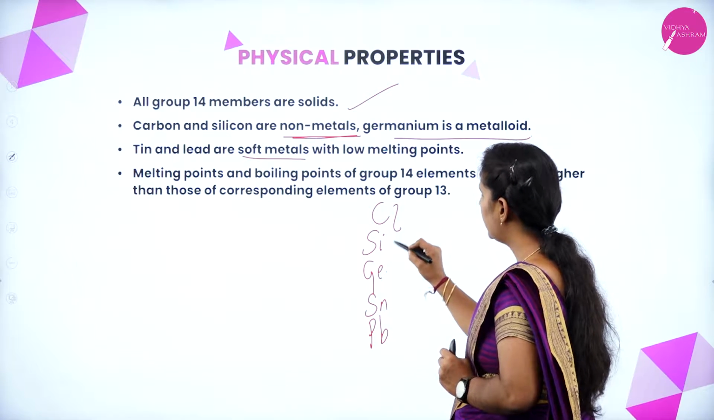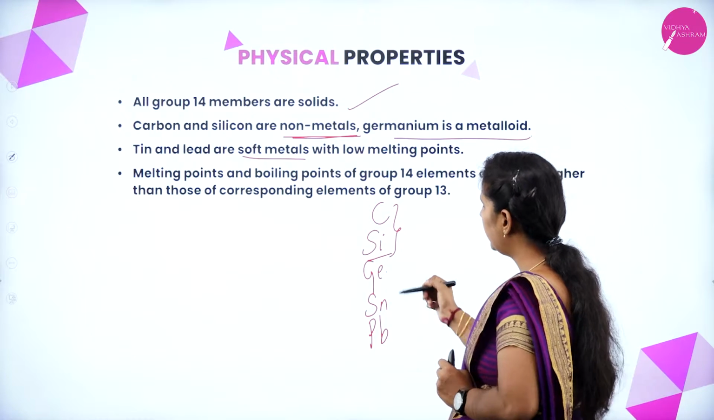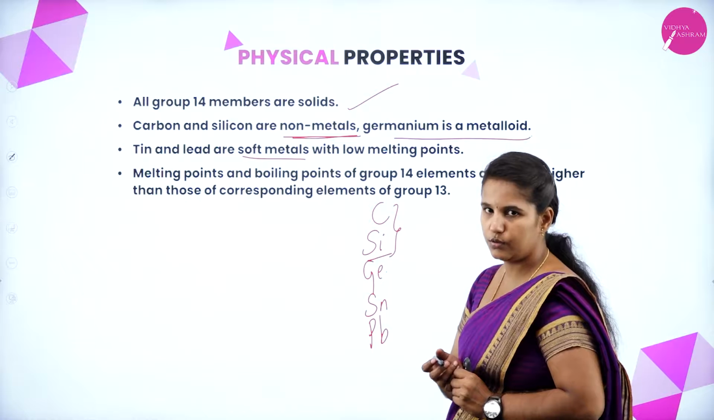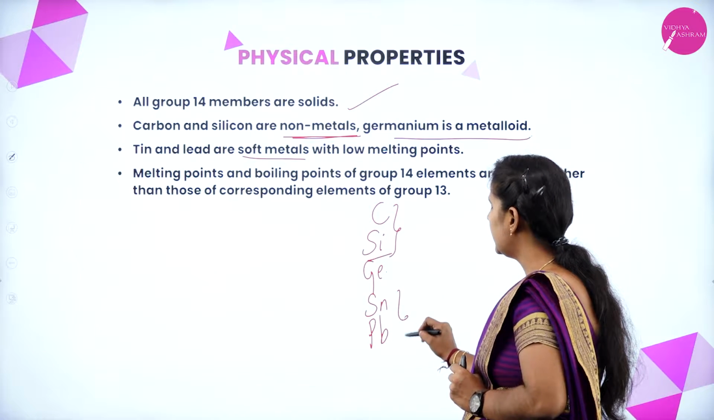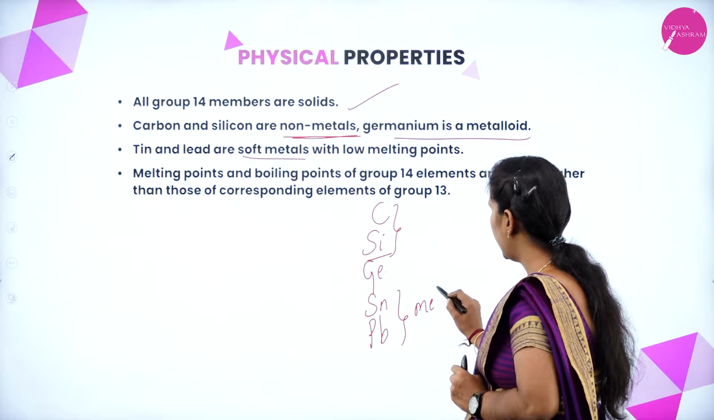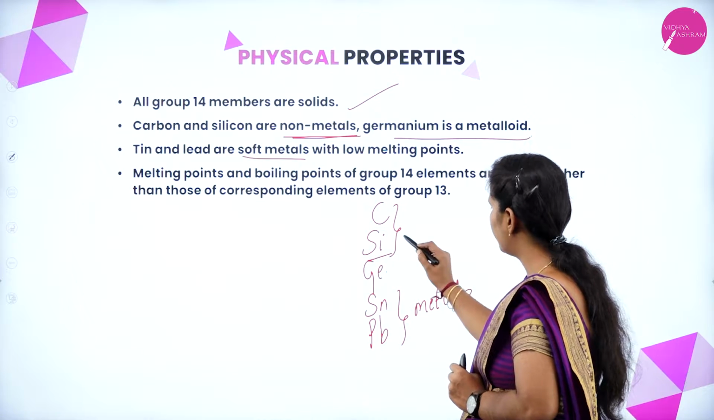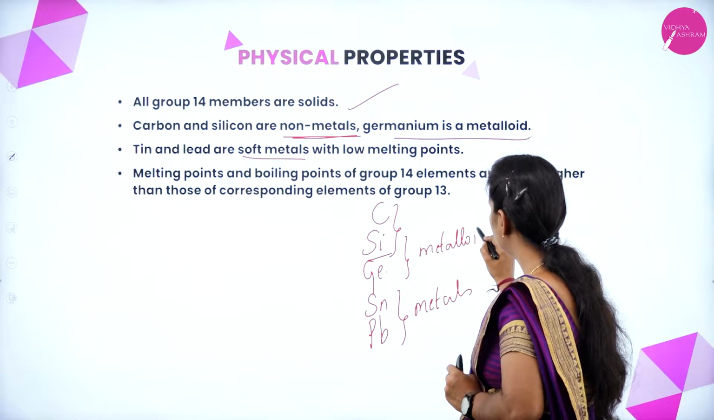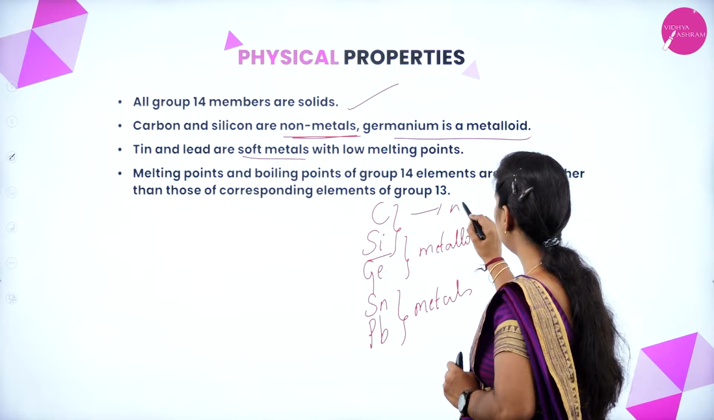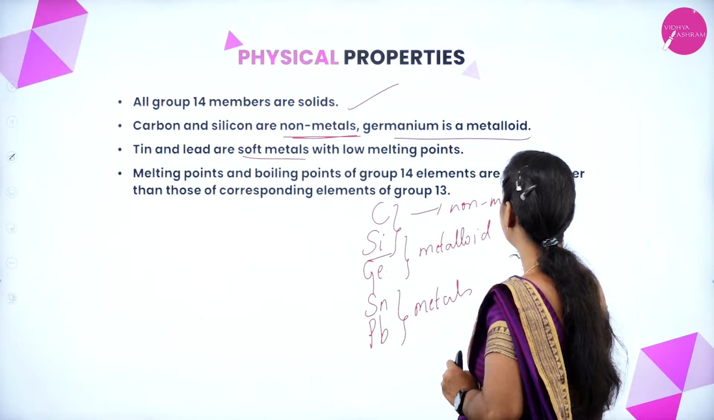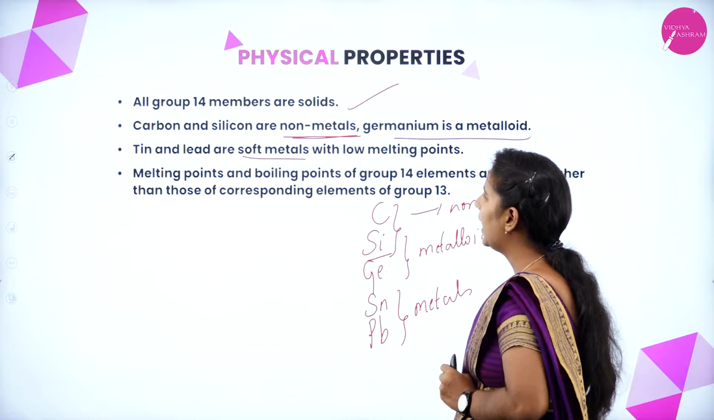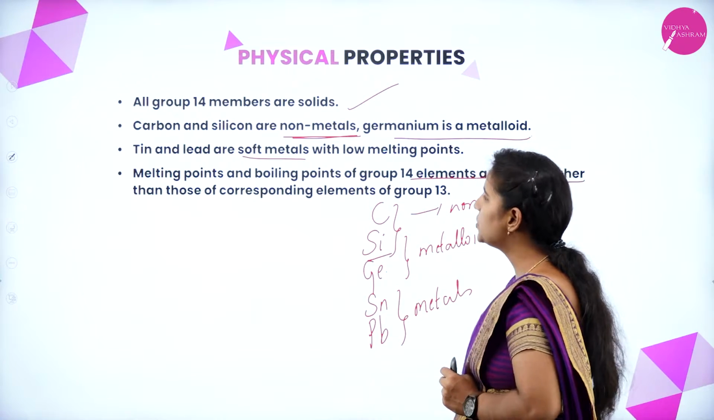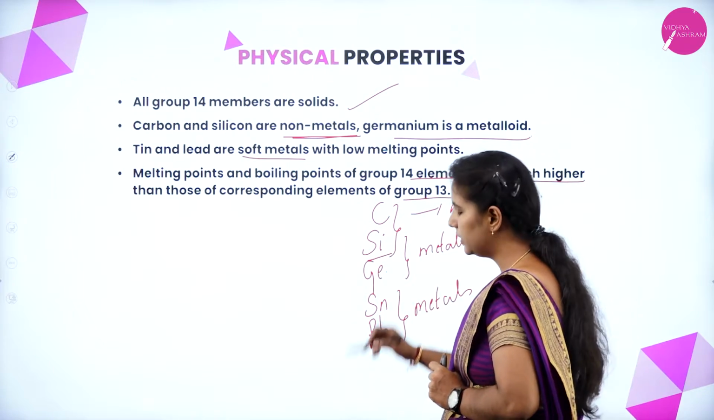Correct, no? The first two are generally non-metals. We say silicon and germanium together as metalloids also. And next, tin and lead are the metals, and that too soft. These are metalloids, and this is the only non-metal we can see. And the melting and boiling points of group 14 elements are much higher than those of group 13.